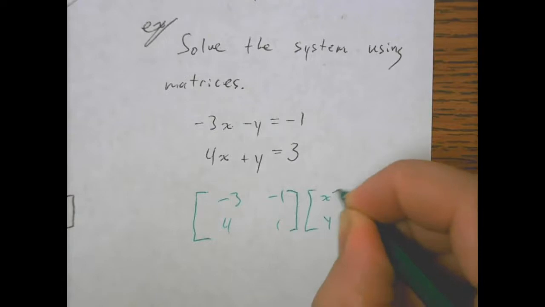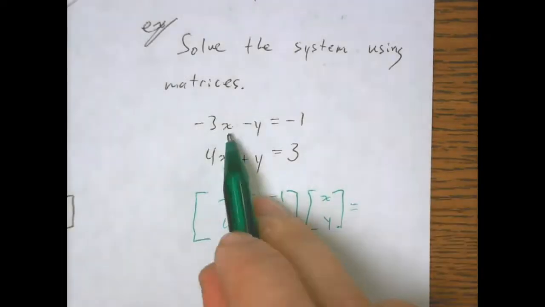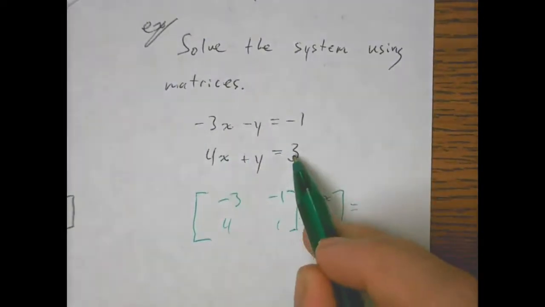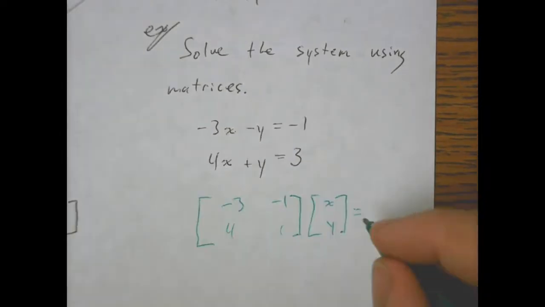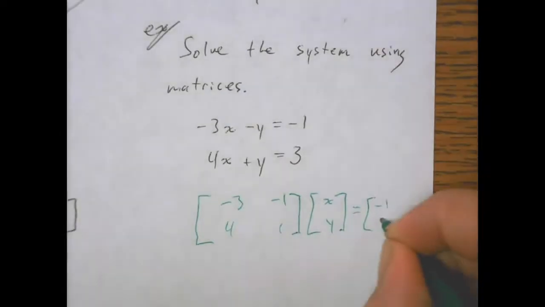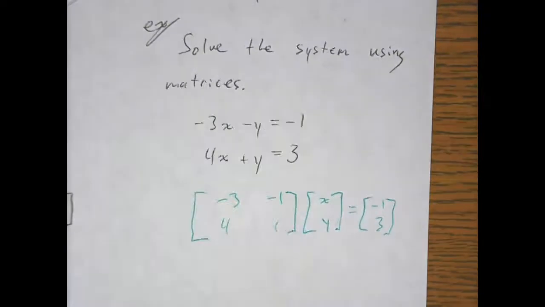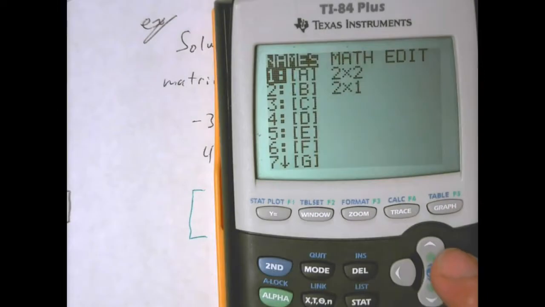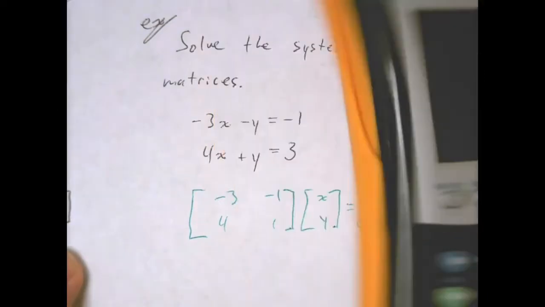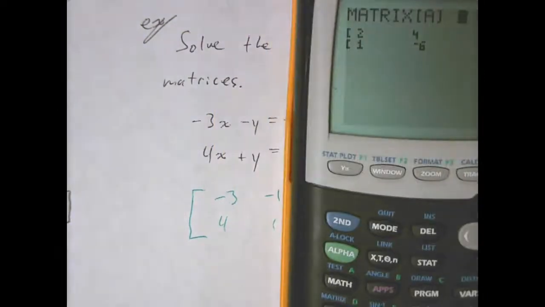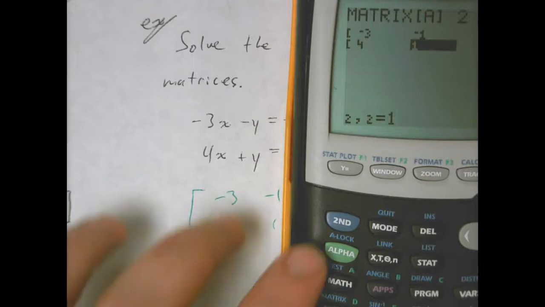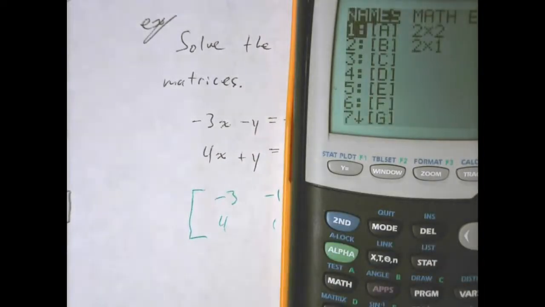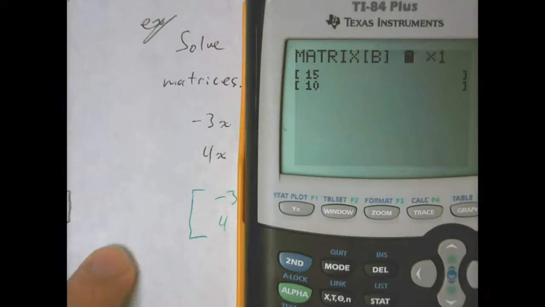That's why, again, always make sure that your variables are in order. X, Y equals your numbers. If they're not, we're going to have to move some stuff around. We have negative 1, 3. So again, same sort of idea. Go to your calculator. Edit your matrix. Enter it: 2 by 2, negative 3, negative 1, 4, 1. Quit. Edit your other matrix. 2 by 1, it's negative 1, 3.